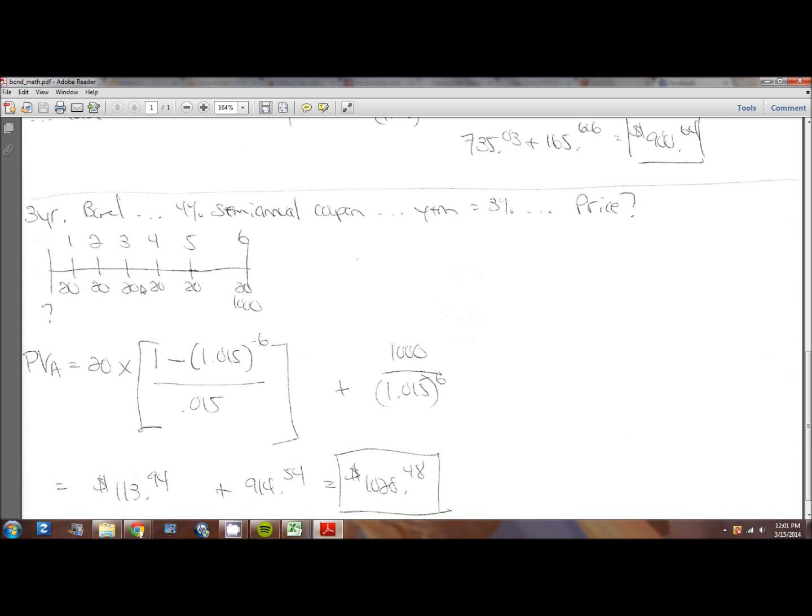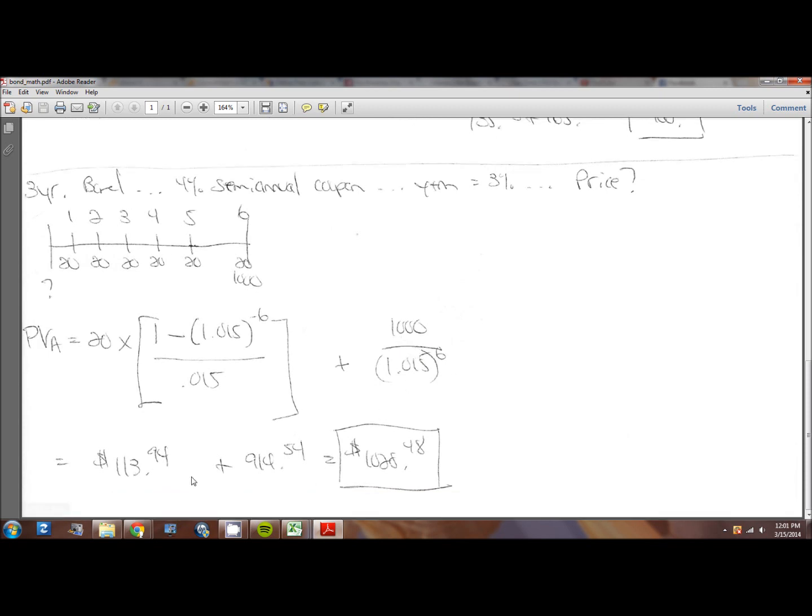This is, again, another instance where the timeline becomes very useful for you. And so you apply the present value of an annuity formula the exact same way. You have 1 minus 1 plus I raised to the negative N divided by 0.015, which is your I again. And then you simply discount the final payment, the par payment, again, using the standard time value of money formula. And then you add up those two present values and you get a price of $1,028.48.